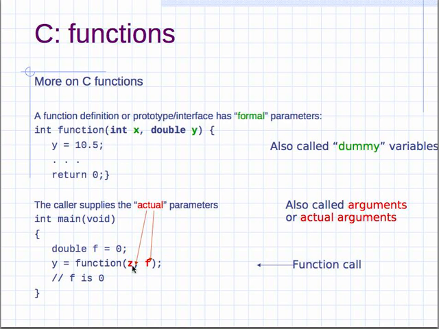So in the calling function, what they really are in this case Z and F. Those are called actual parameters. So assuming that you have two variables named Z and F, those are the actual things. They are passed in, and inside this function they're called dummy variables. These are the names inside the function for these two parameters.